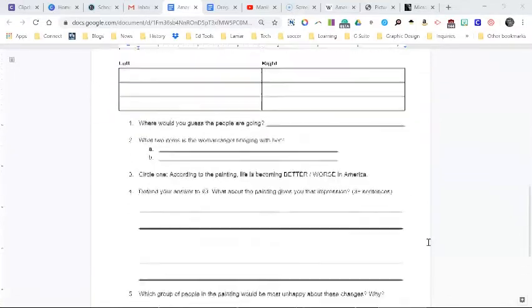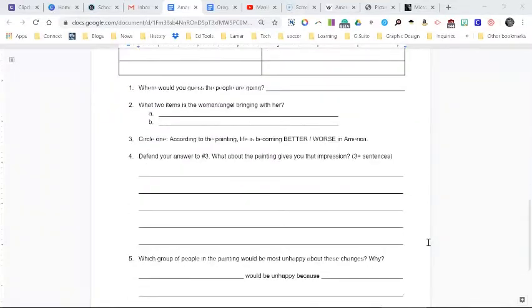Now, as we move on to the other question, it says, where would you guess the people are going? And there's lots of things you could have said here. You could have said they're going to California. You could say they're going to the West. You could have said they're going to Oregon or any number of places, and perhaps multiple places. And if you're thinking of the Native Americans, they're going west because they're going away from the European settlers. I said European settlers, American settlers, European ancestry perhaps.